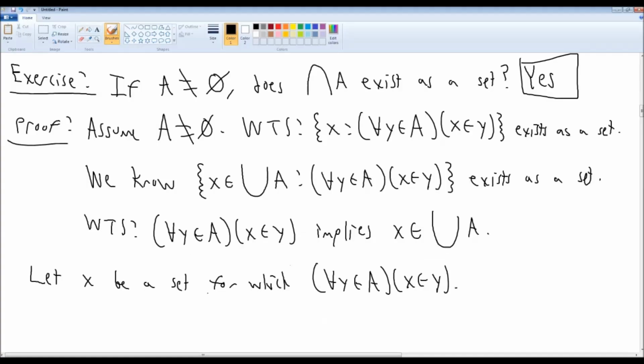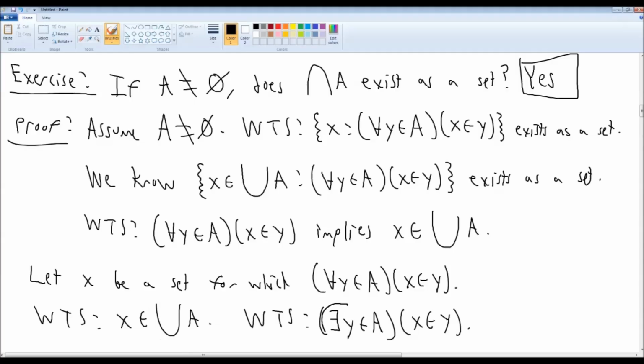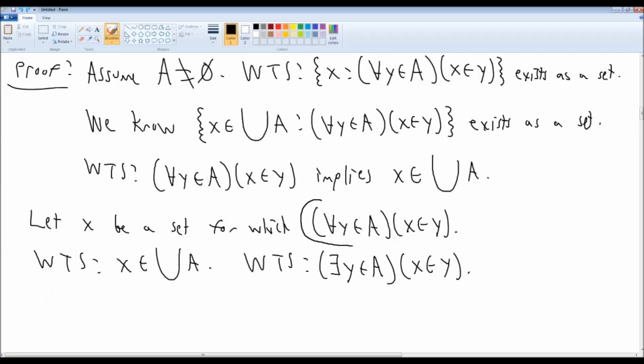So let X be a set for which this is true. We want to show that X has to be in big union of A. How do we do that? Well, to be in big union of A, what is big union of A? This is just the set of things which are members of at least some element of A. In other words, we want to show that there exists at least some y in A such that X is an element of y. And so now here's the thing. Since we know that this is true, we can use this to prove this. Although here we do have to take advantage of the fact that A is non-empty.